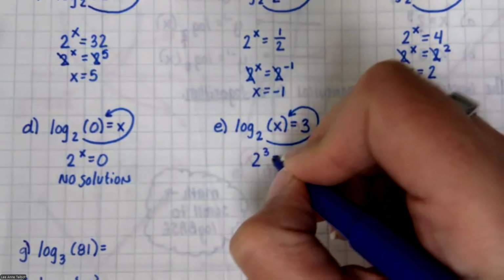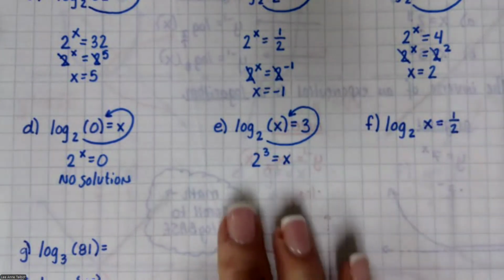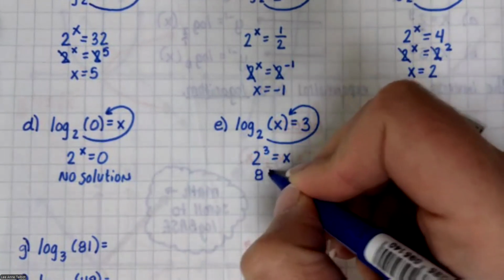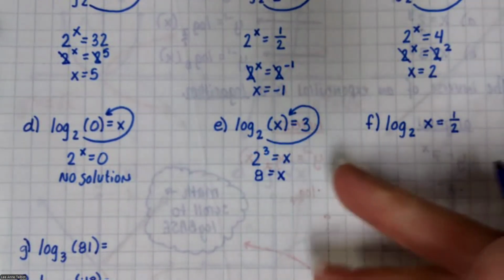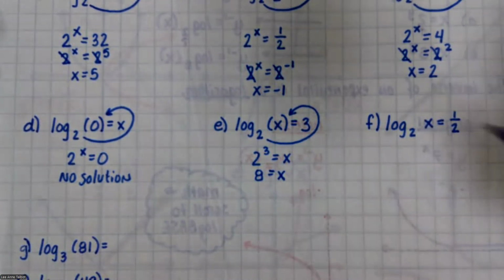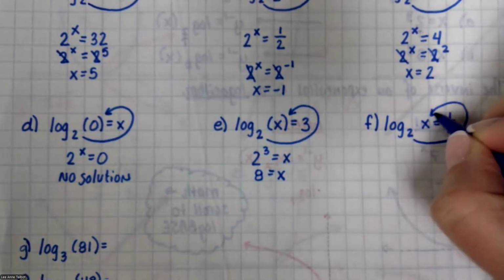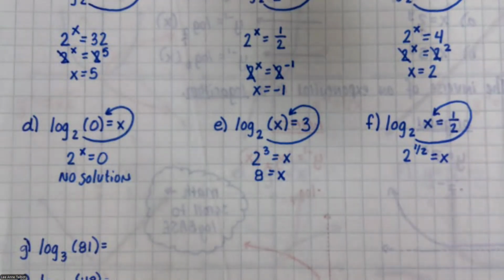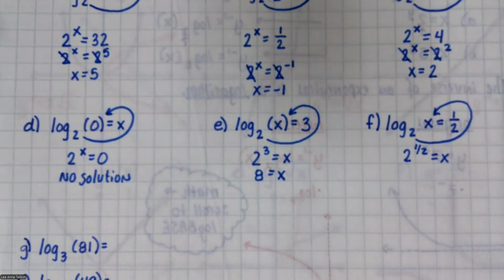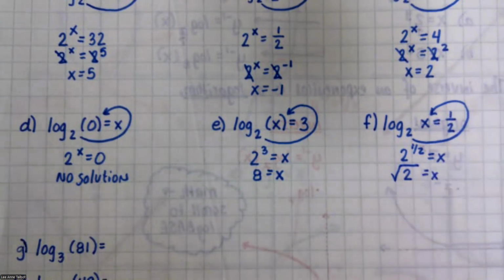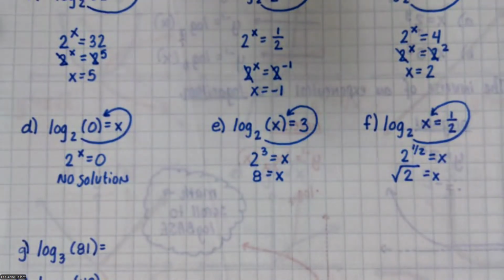2 to the third equals x. This one, there's nothing to try to figure out. You just do 2 to the third is 8. Don't try to make a same base exponential. This is already just x by itself. 2 to the 1/2 equals x. This is actually the final answer, weirdly, but just to remind you, you could change that to the square root of 2 equals x, just as a reminder that half exponents are square roots.